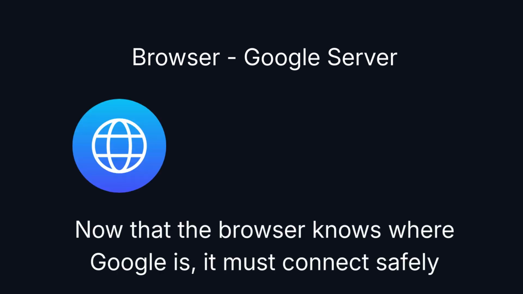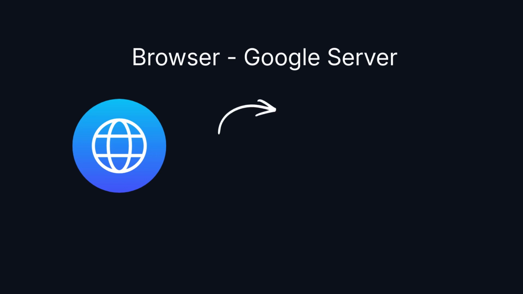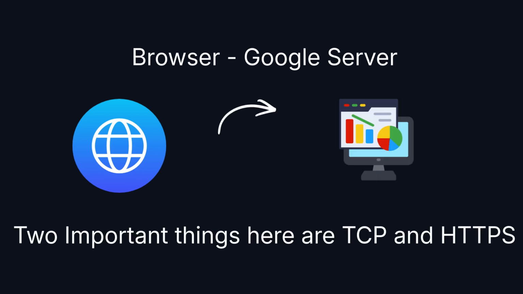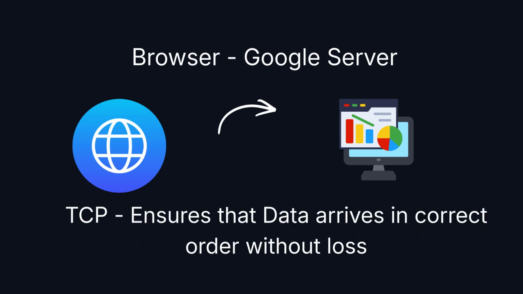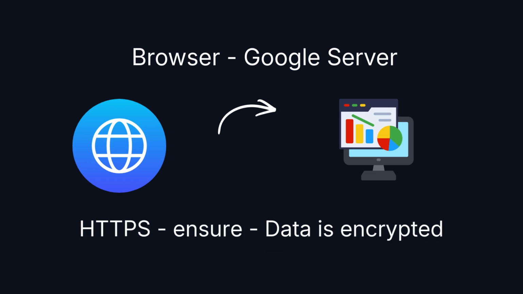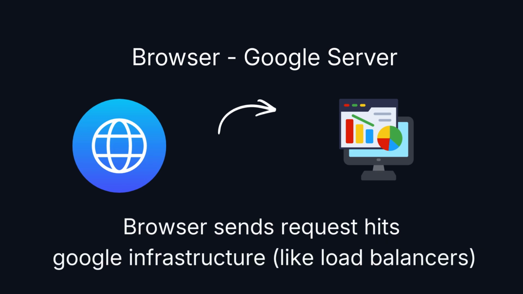Now that the browser knows where Google is, it needs to connect securely. Two important things in doing so are TCP and HTTPS. First, a reliable connection is created using TCP. Then HTTPS encrypts everything that follows. This ensures your data stays private, and that you're talking to the real Google.